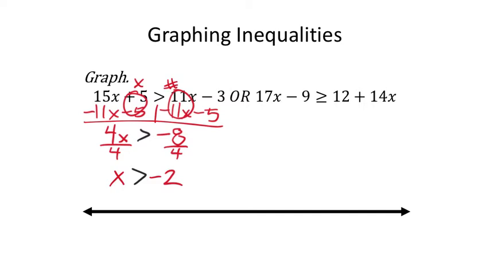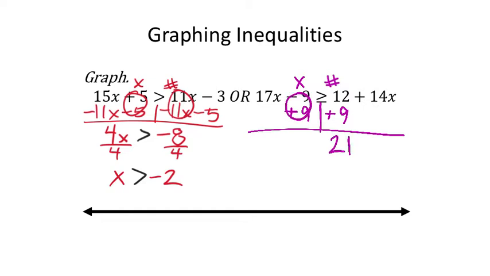Here, we'll do this one in purple. So I'm going to put the x's again on the left and then the numbers on the right because there's more x's on the left. So let's see, yeah, again, two principles of equality in one. I'll get rid of the -9 first, so I'll add 9 to both sides. Zeros that out. 12 plus 9, boom, 21. And then the positive 14x, yeah, subtract 14x from both sides.